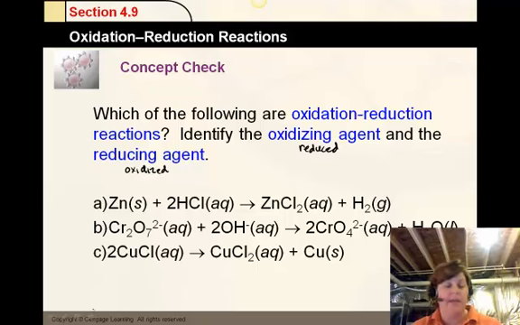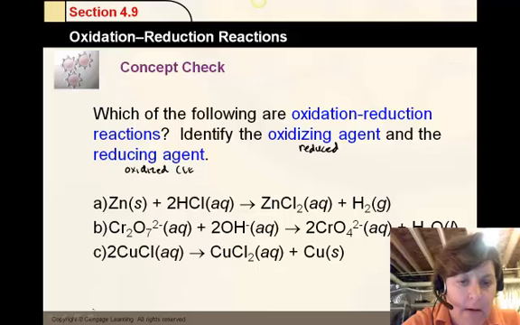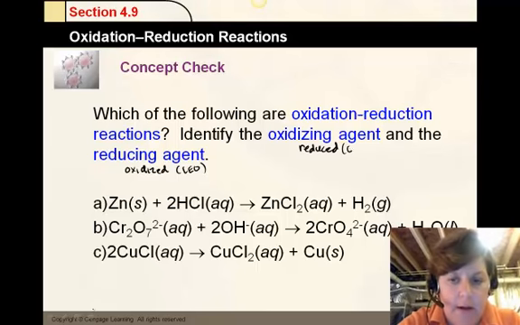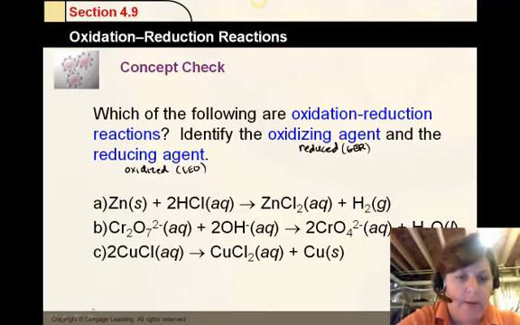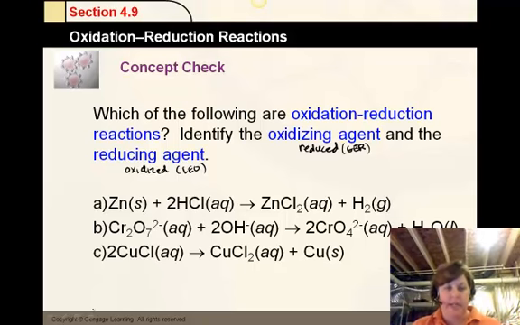I always get those backwards, and I always have to say Leo GR, which means this is Leo, and this is GR. So losing electrons, something that's going to lose electrons is going to become more positively charged, and that's the reducing agent. So let's first figure out which of the following reactions are redox. What we have to do is assign charges to all of these elements, essentially, and whichever one changes is going to be a redox.